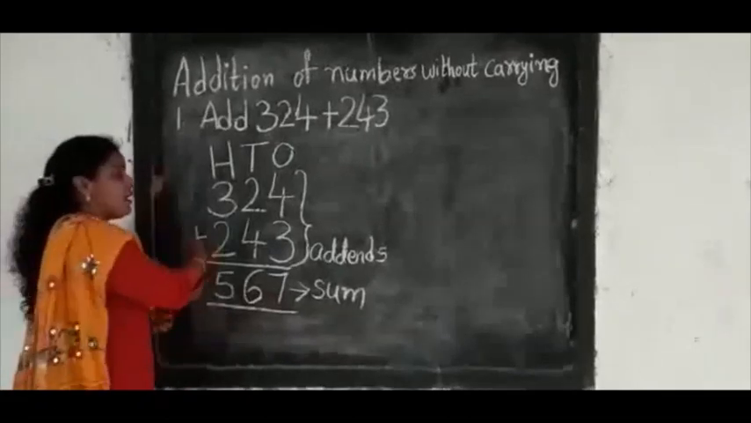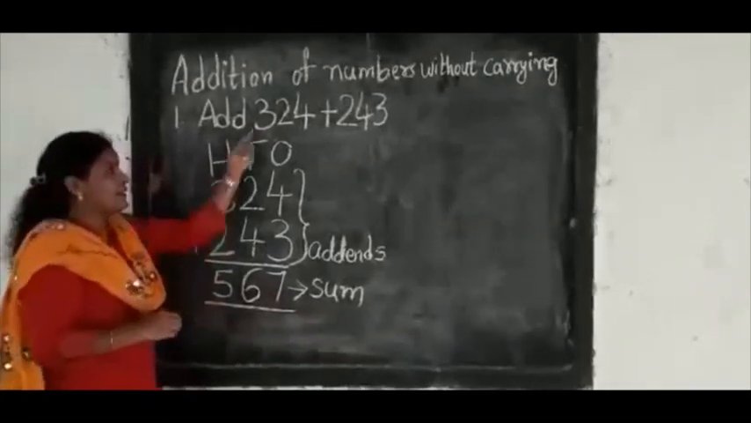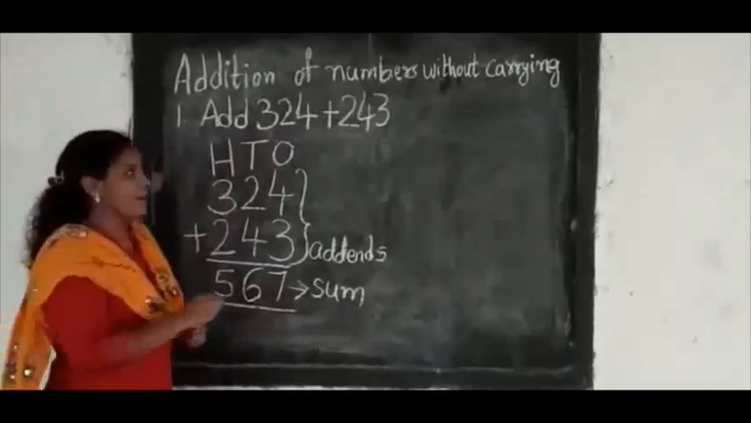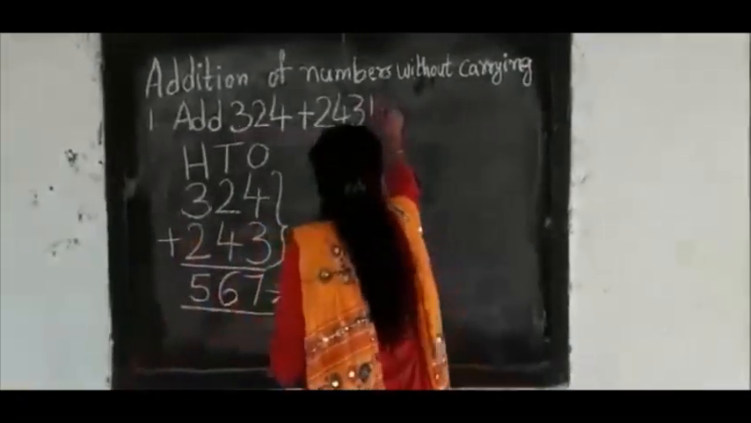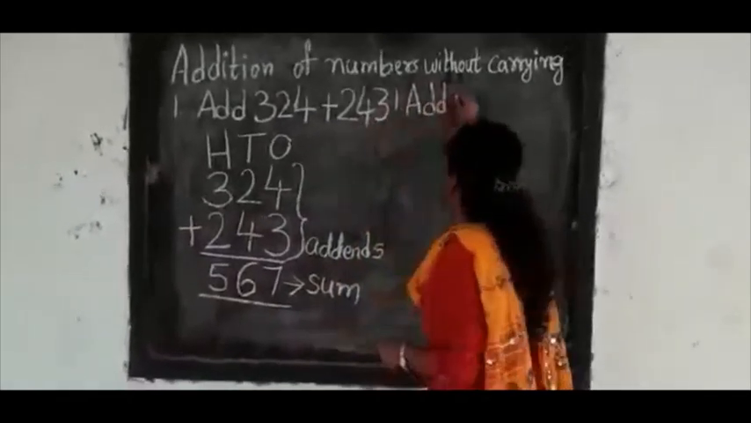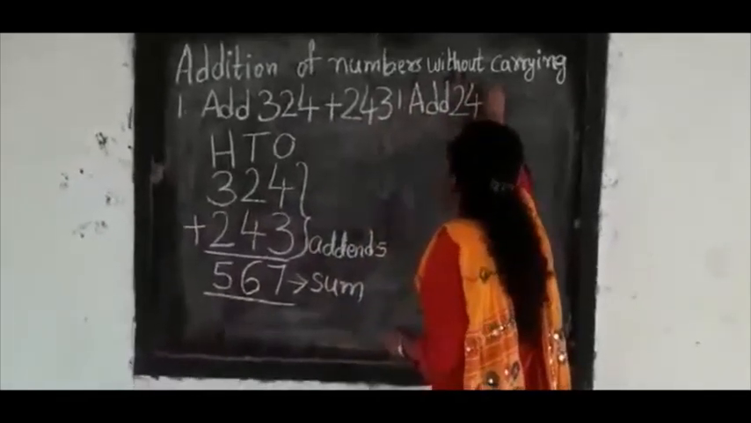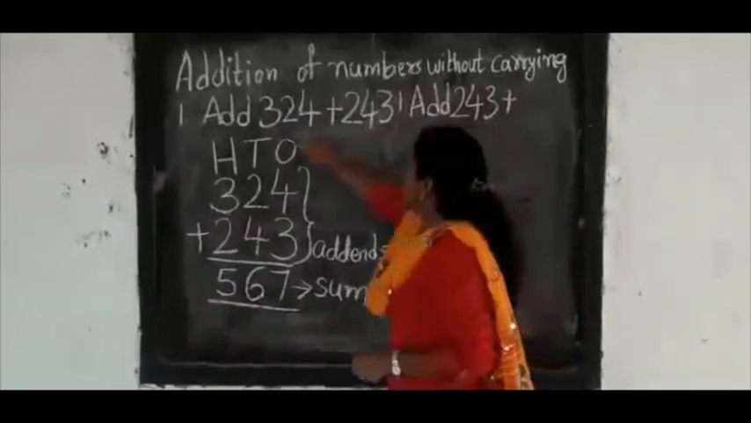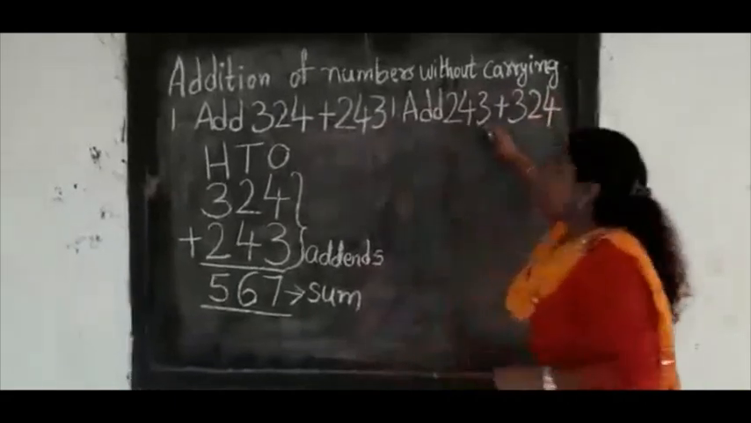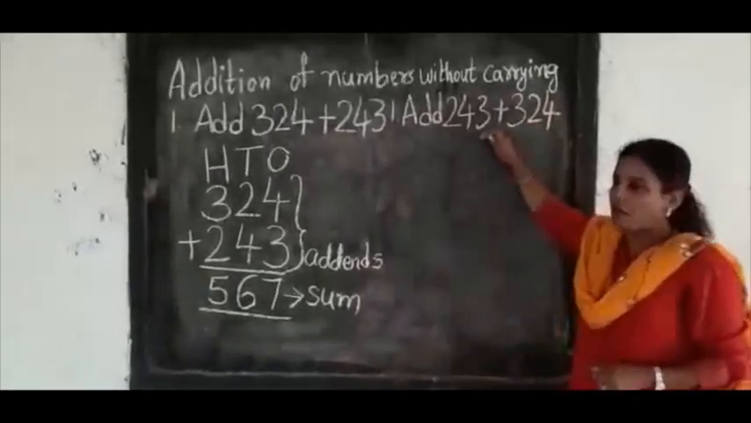Now we will change the order of the numbers. We will take the same numbers but just change the order and write to solve again. Add. Same numbers we are taking. First we will take 243, 243 plus 324. Same numbers we are taking but we are just reversing the order of the numbers.